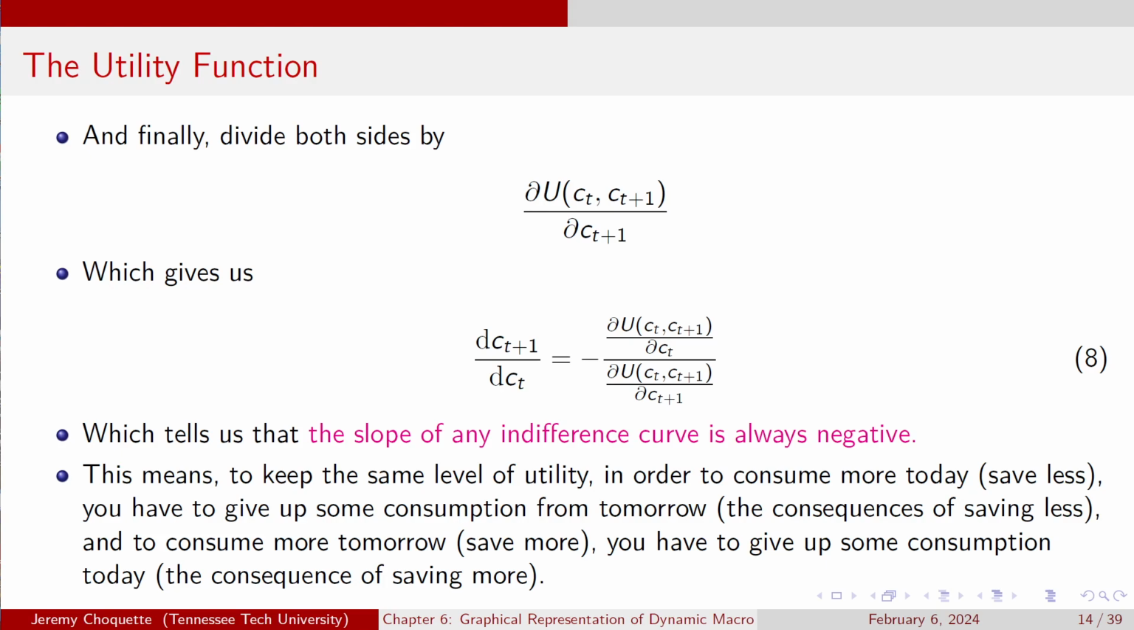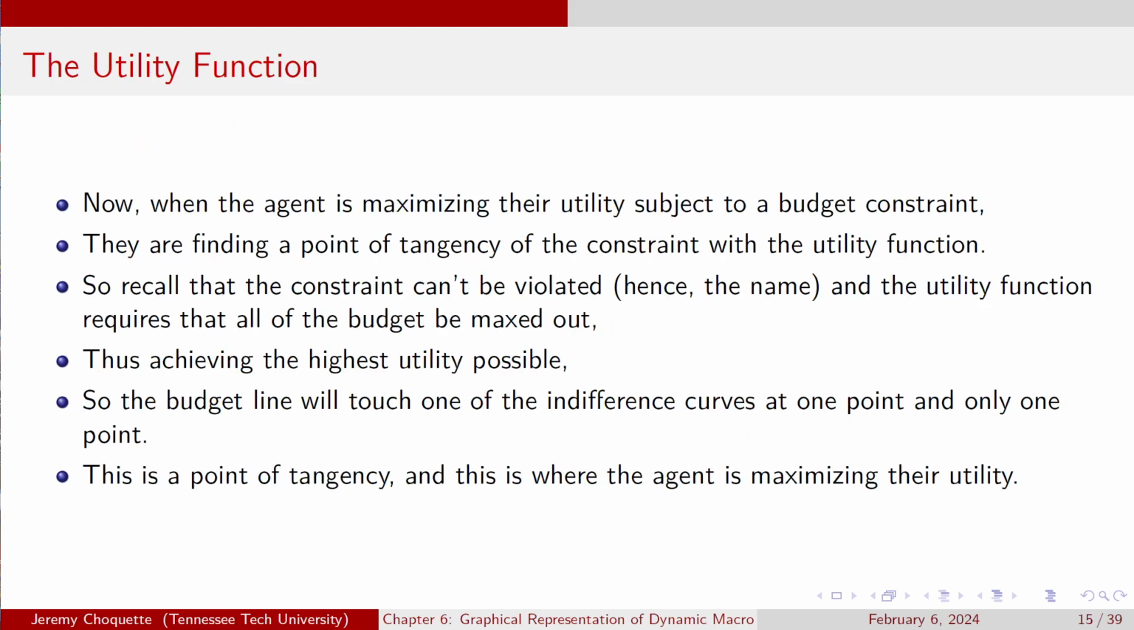So to keep the same level of utility, in order to consume more today, meaning you save less for the future, if you're saving less, you have to give up consumption from tomorrow, which is the consequence of saving less. If you want to consume more tomorrow, you have to give up some consumption today, which is the consequence of saving more. So we have downward sloping indifference curves, always.